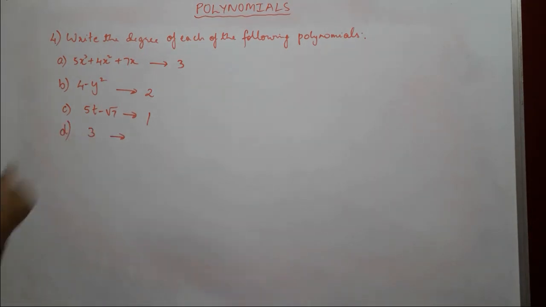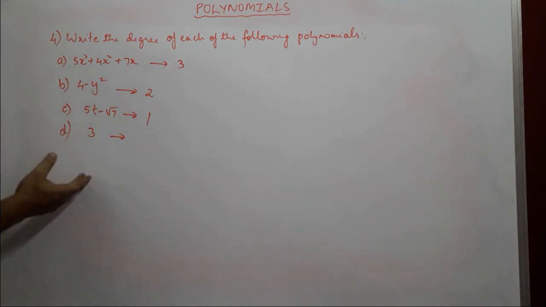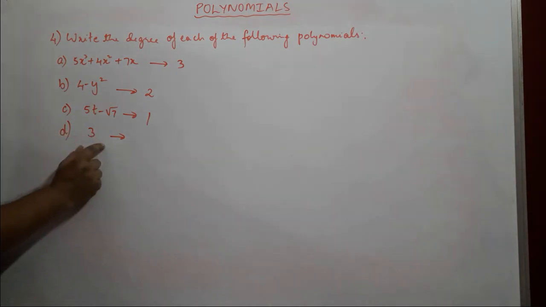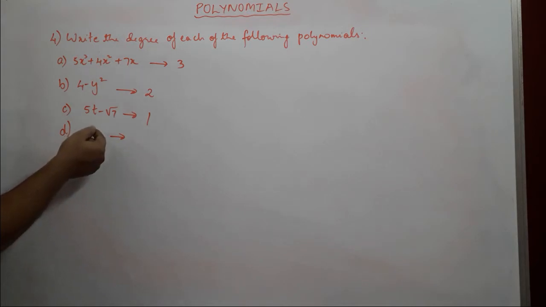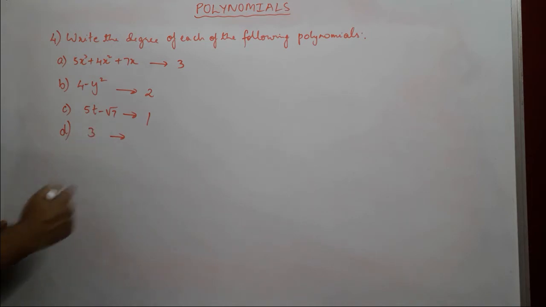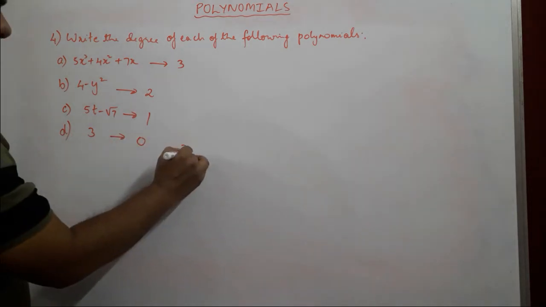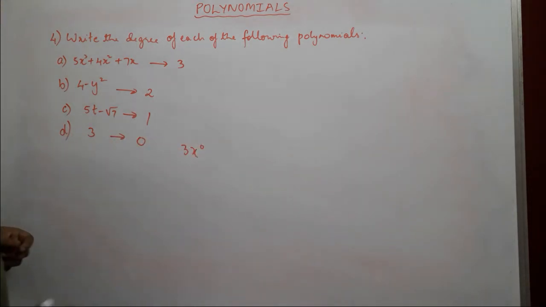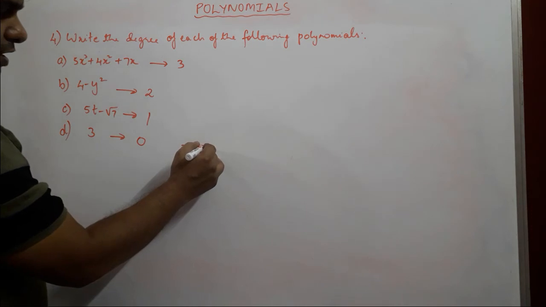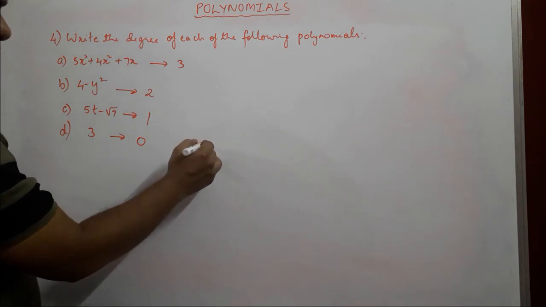Next question just says 3. So the only term that is available over here is 3, and in this case, if we assume that there is a variable over here, then the power of that variable has got to be 0, because as I said, let's assume this was 3x raised to 0. So x raised to 0, anything raised to 0 is equal to 1.